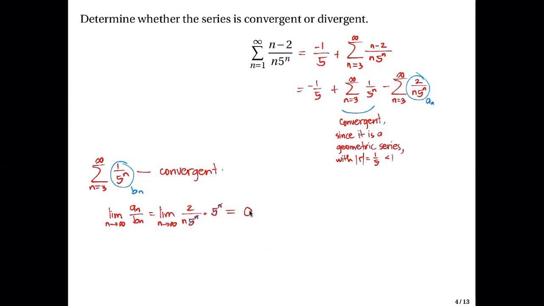So this is case 2. We have the limit of An over Bn equal to 0, and the denominator series, Bn, is convergent. We conclude that the numerator, the series with An, is also convergent.